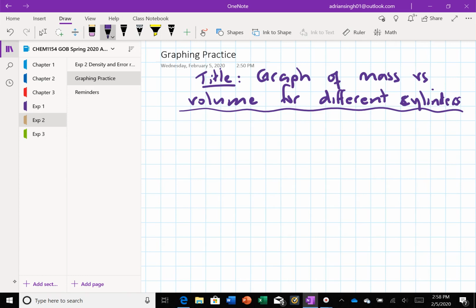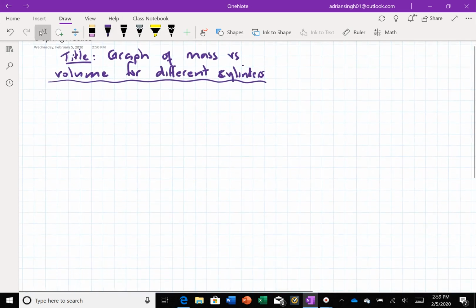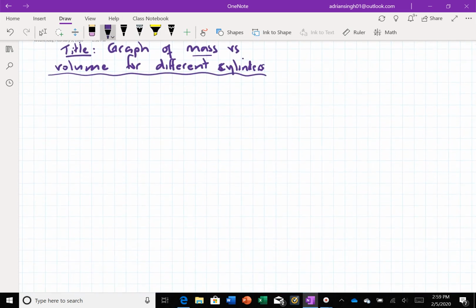Now the next thing that you need to do, once you have your graph paper set, is you want to make sure that you orient your graph properly. So we're plotting mass versus volume, so that means mass is going to go on the y-axis, and then volume is going to go on the x-axis, right? So one of the first modules that you did on Mastering Chemistry was interpreting graphs. We're going to use some of that information here.